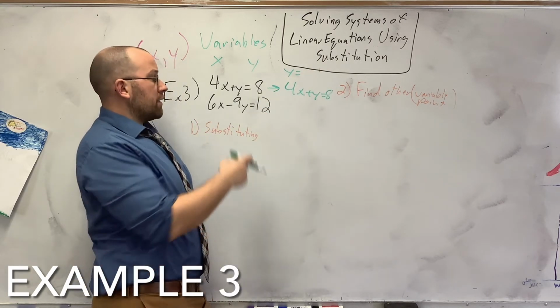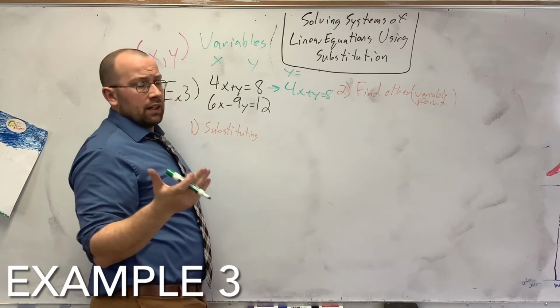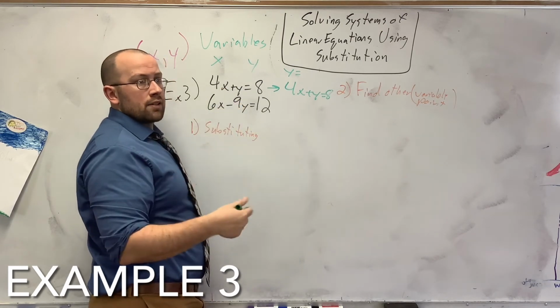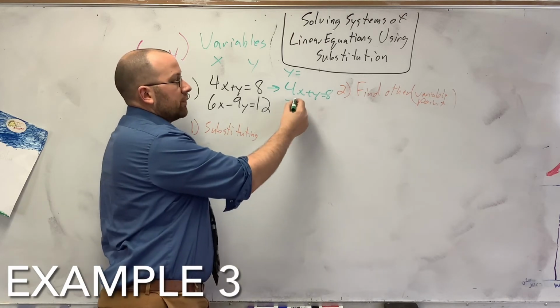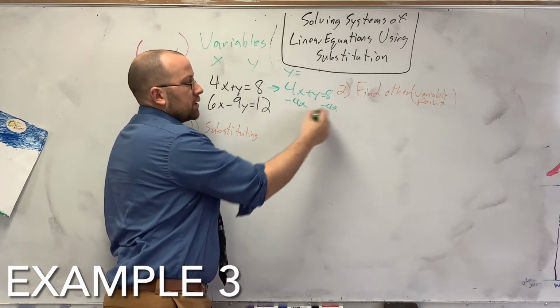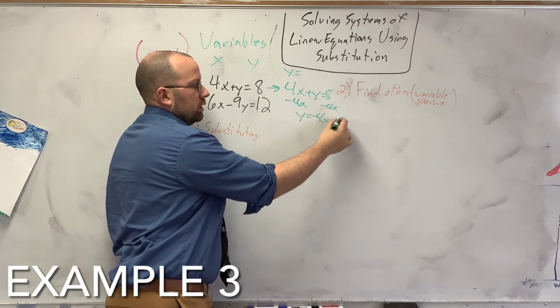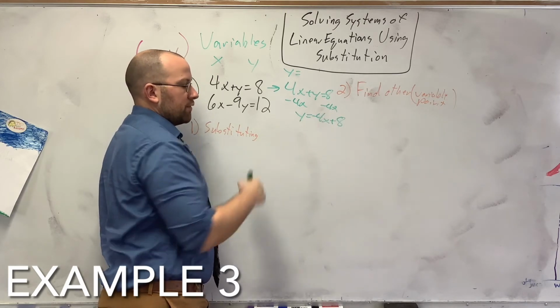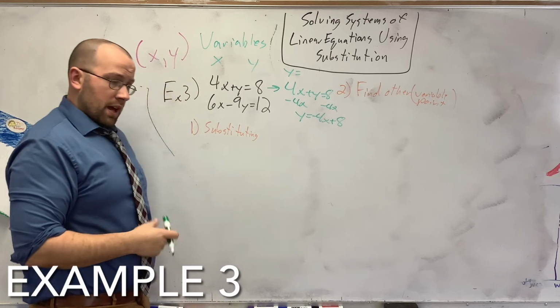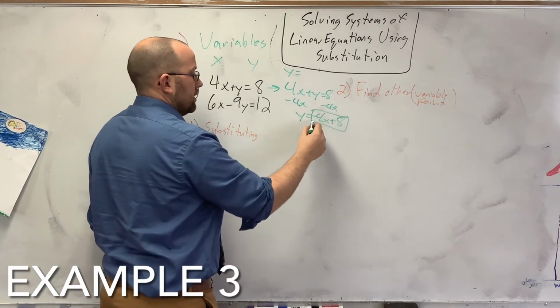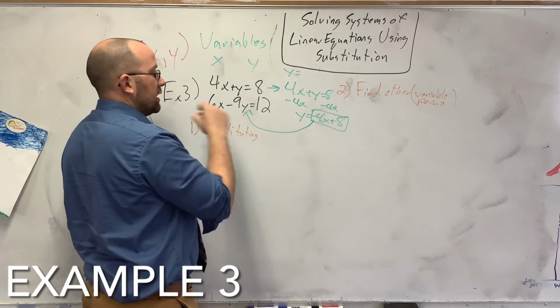All right. It doesn't matter. If I want to do the x here, I could. It doesn't matter. I just see that the coefficient in front of this y is 1, so it'll make it easier for me. So I solve for the y, and I get y equals negative 4x plus 8. So now I know what y equals. I can take it and plug it into the equation.